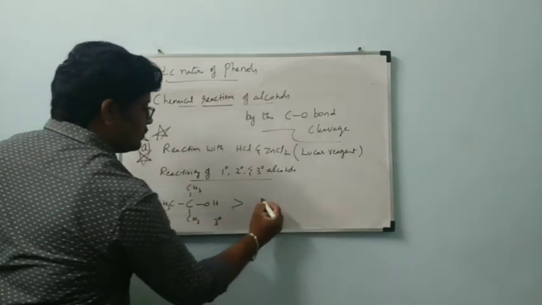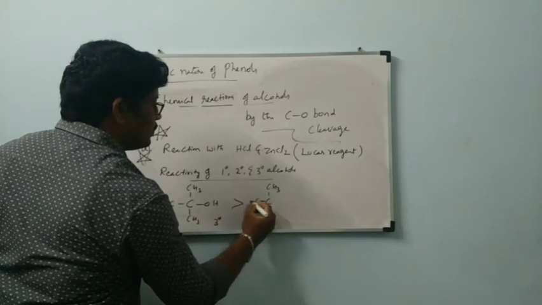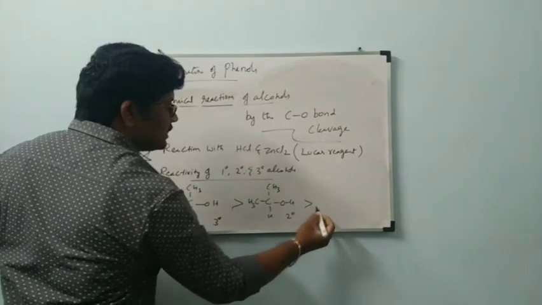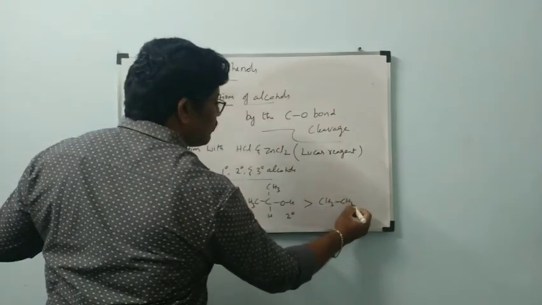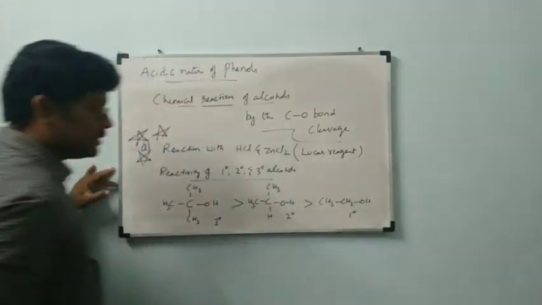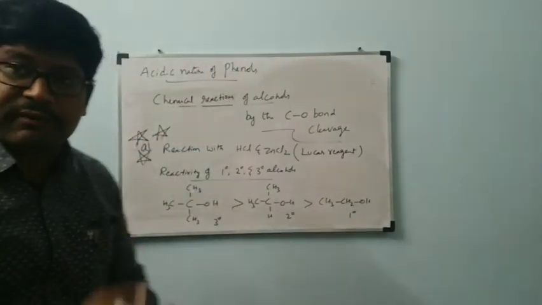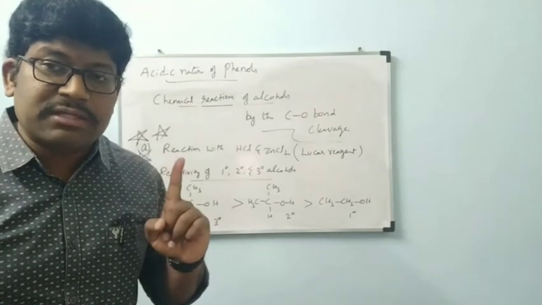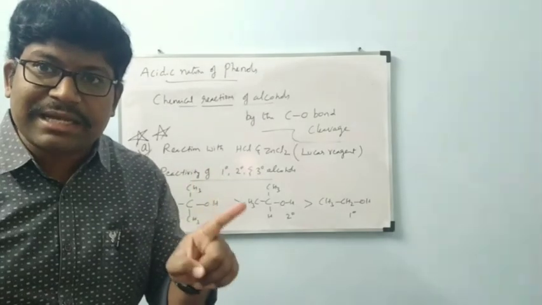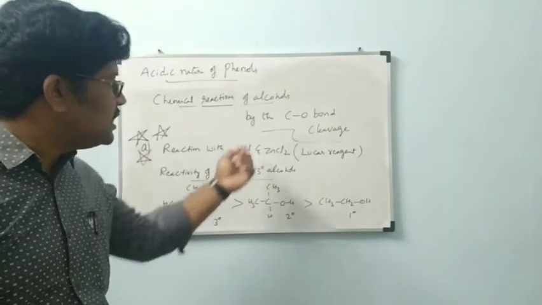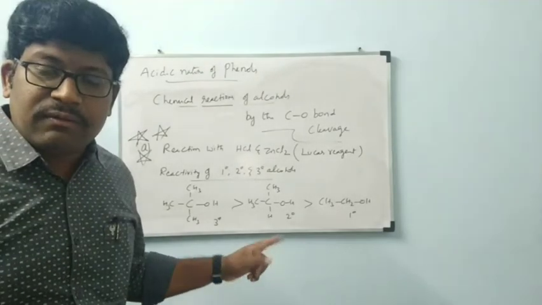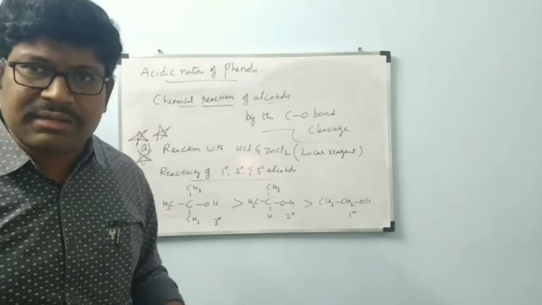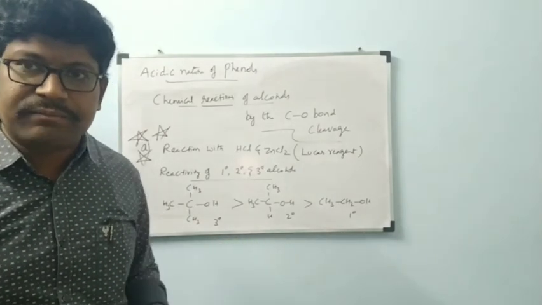Tertiary is greater than secondary. Secondary is greater than primary. This order is reverse when compared to the reactivity order with respect to OH bond cleavage. In OH bond cleavage we wrote the order primary is greater than secondary, secondary is greater than tertiary. But here in CO bond cleavage, I will give the explanation in the next class. This explanation will take so much time.